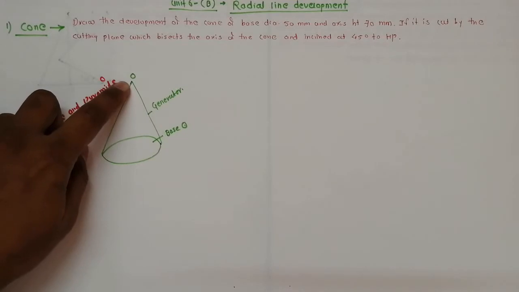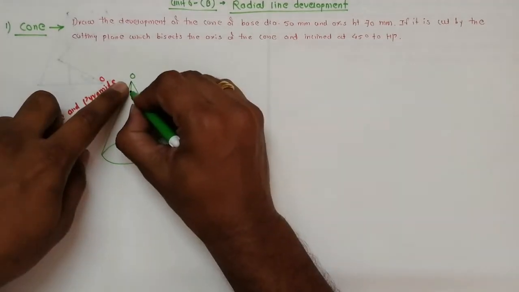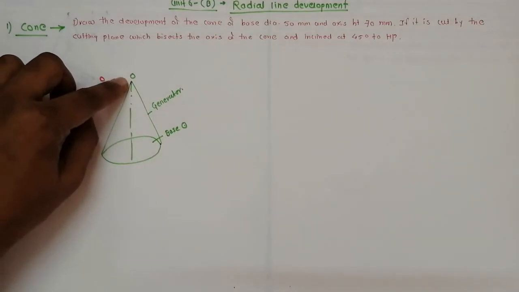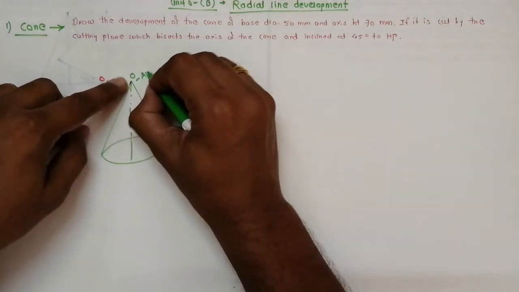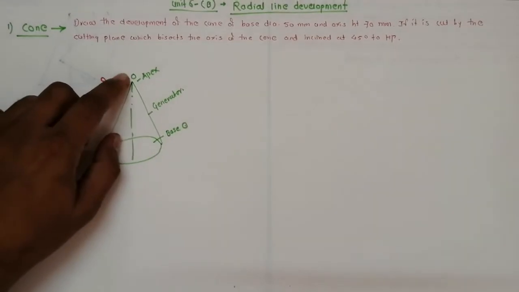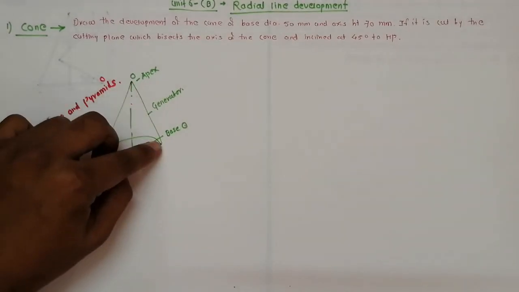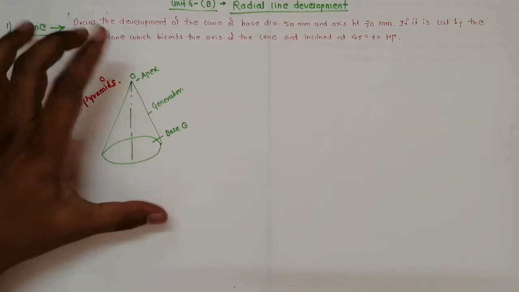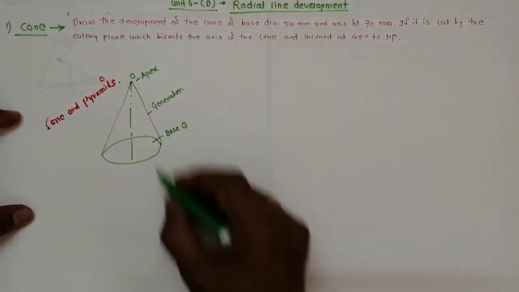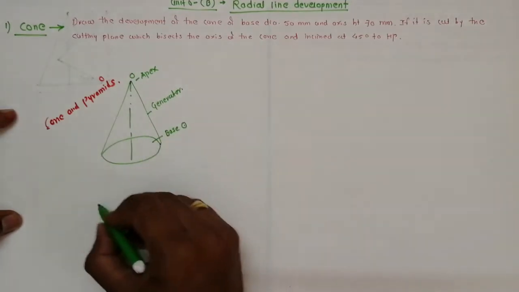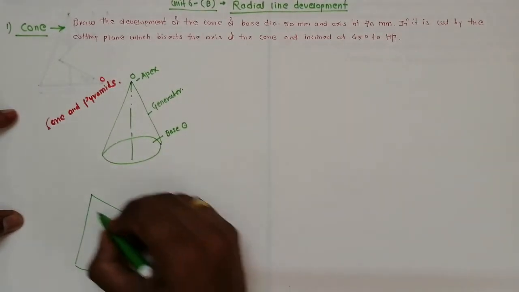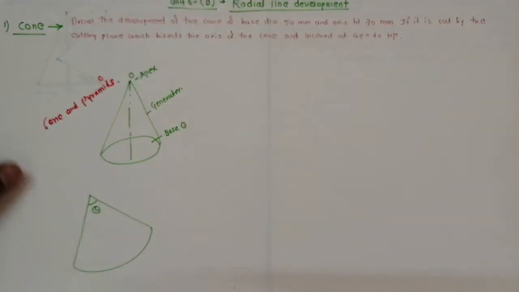The top end of the axis of the cone is called the apex. And the line joining the apex with the points on the base circle is called the generator. So the cone has a number of generators. Now if we wrap paper around this cone and open that paper, the development comes out something like this, and we get the angle theta.